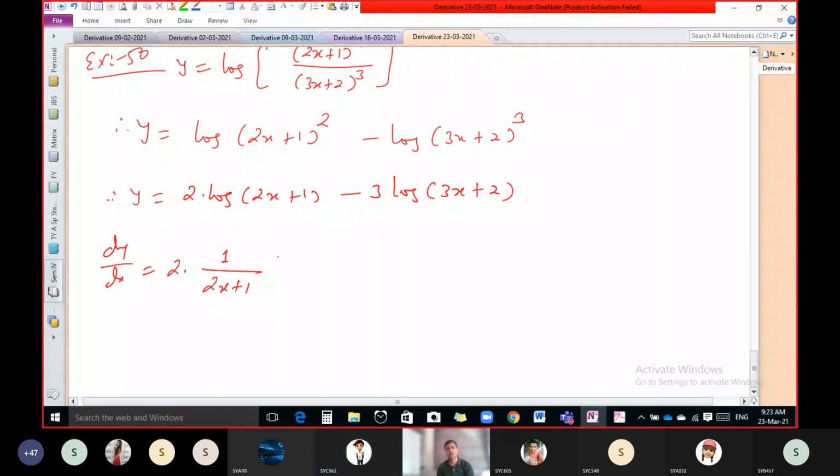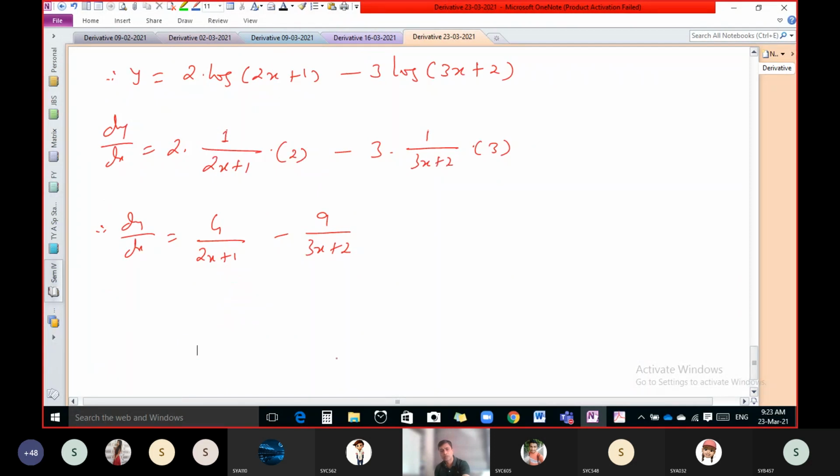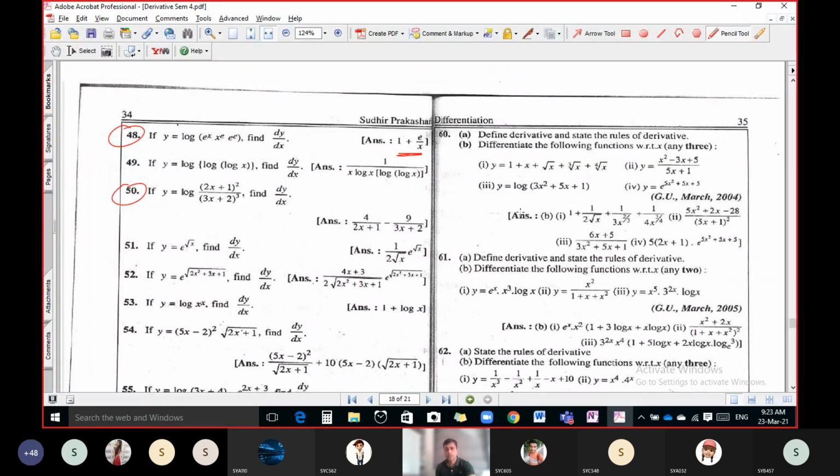Listen. 1 upon 2x plus 1 into, don't forget to multiply this with its derivative 2. Minus 3. Now tell me the answer for this. 1 upon 3x plus 2 into 3. Correct. So my final answer dy by dx equal to 2 2s are 4 upon 2x plus 1, and 3 3s are 9 upon 3x plus 2. This is the final answer: 4 upon (2x plus 1) minus 9 upon (3x plus 2).